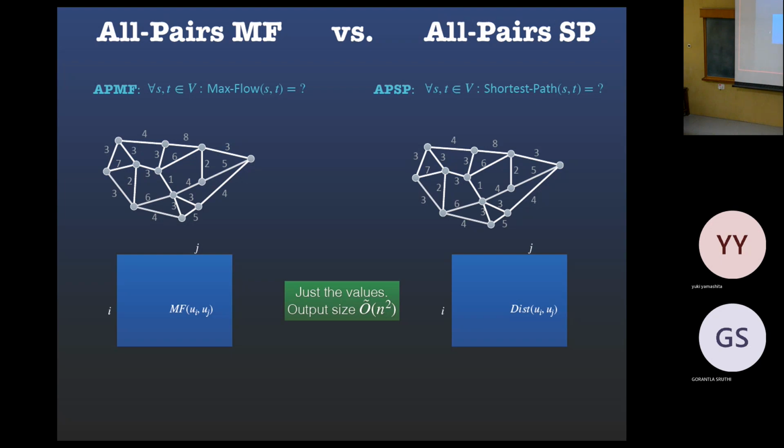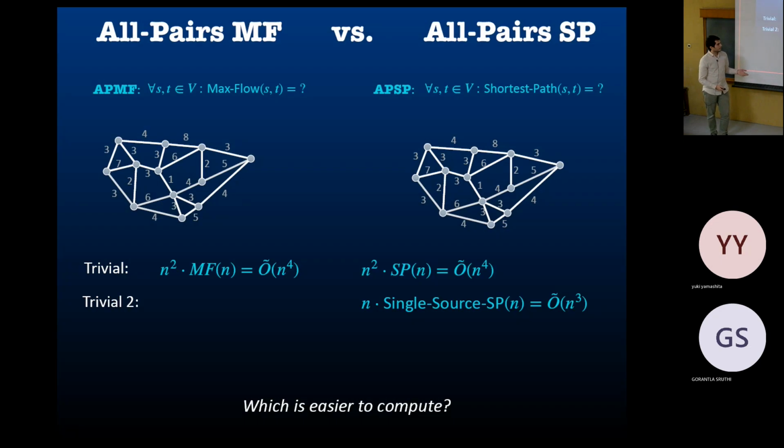So now you have a graph and you want to know, for every pair, what is the distance, or for every pair what is the flow. So these are APSP and APMF. Which one is easier? The trivial algorithm for both is, for every pair, run the linear-time algorithm that we saw, the quadratic algorithm. And when m is up to n squared, this would be n to the 4. But for APSP, because at the same cost of running it once we get the single source, this will just be n.